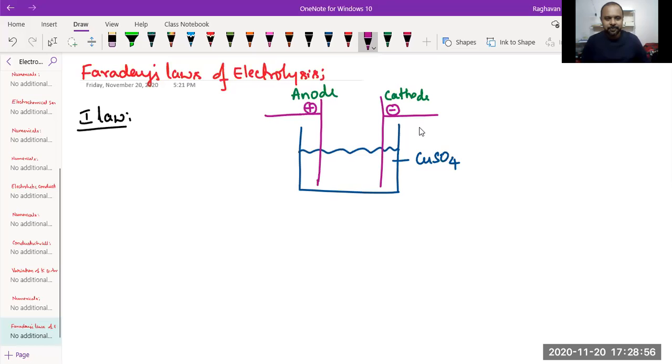During electrolysis, the amount of the substance deposited at the cathode or displaced at an electrode. Why only cathode? Even at anode, some anions will be oxidized. So during electrolysis, the substance in general need not be only metal. The amount of the substance displaced or discharged at an electrode is directly proportional to the quantity of electric current that is passed through the solution. Is it okay?